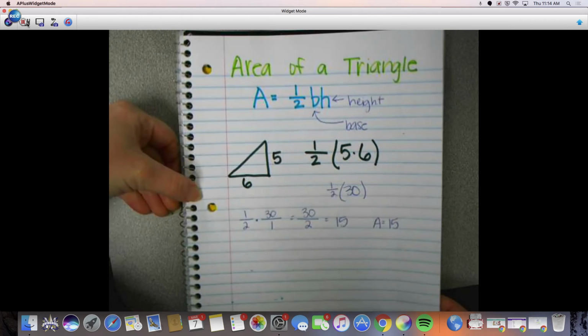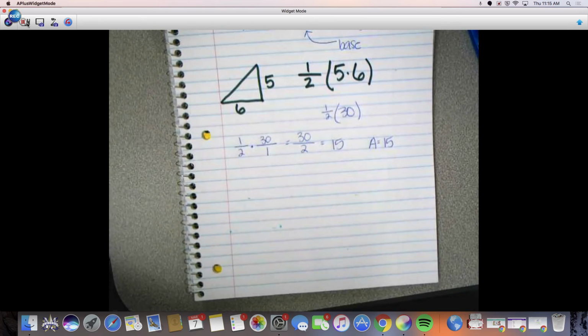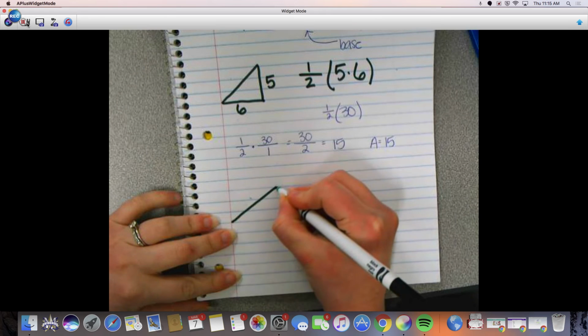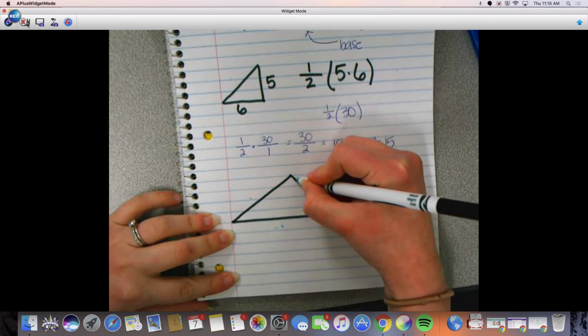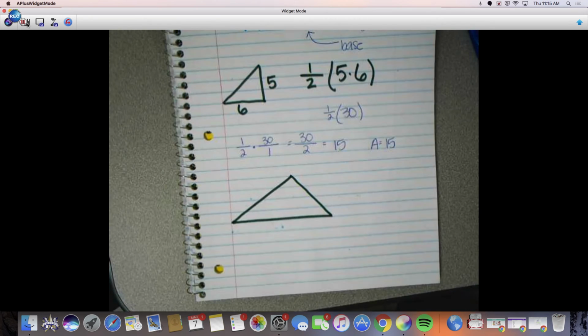Okay? Now, some of our triangles look more like this. They're not always right triangles. Draw that triangle, please.